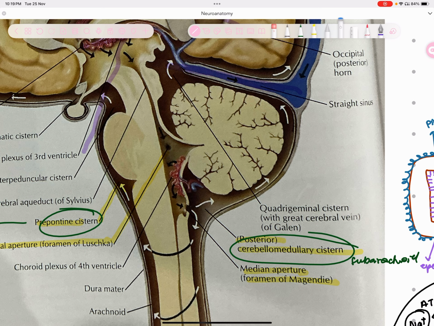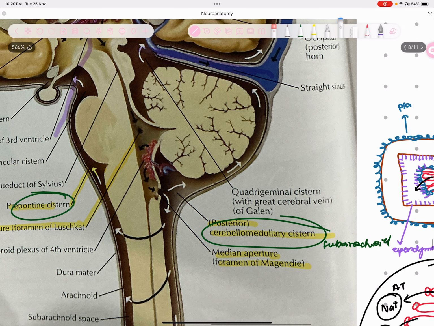And then you can also see the median aperture. So let's recall. This is the median aperture, foramen of Magendie. This is the lateral aperture, foramen of Luschka. Here, the subarachnoid space, this one right here, is the posterior cerebellomedullary cistern, between the cerebellum and the medulla. And this is the prepontine cistern, right in front of the pons, or you can call it the cerebellopontine cistern, right? So these are the cisterns that you need to know, which are part of the subarachnoid space.